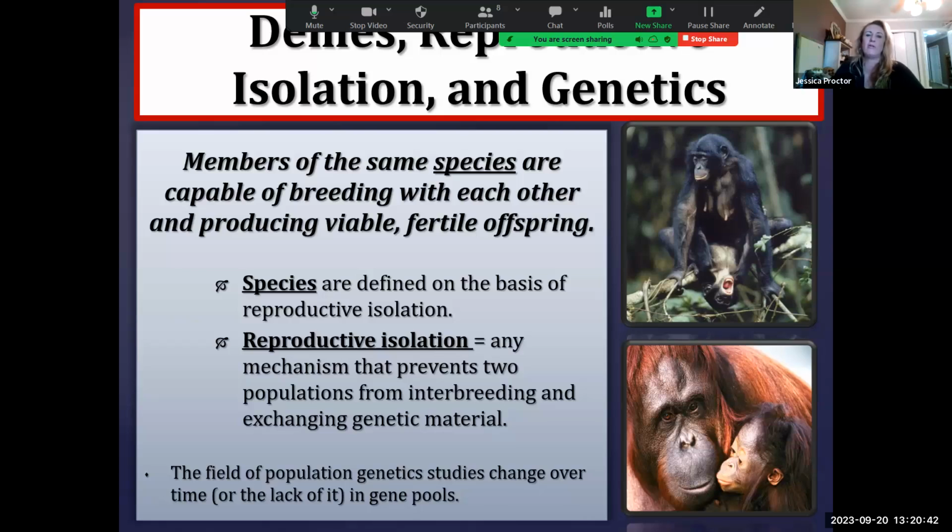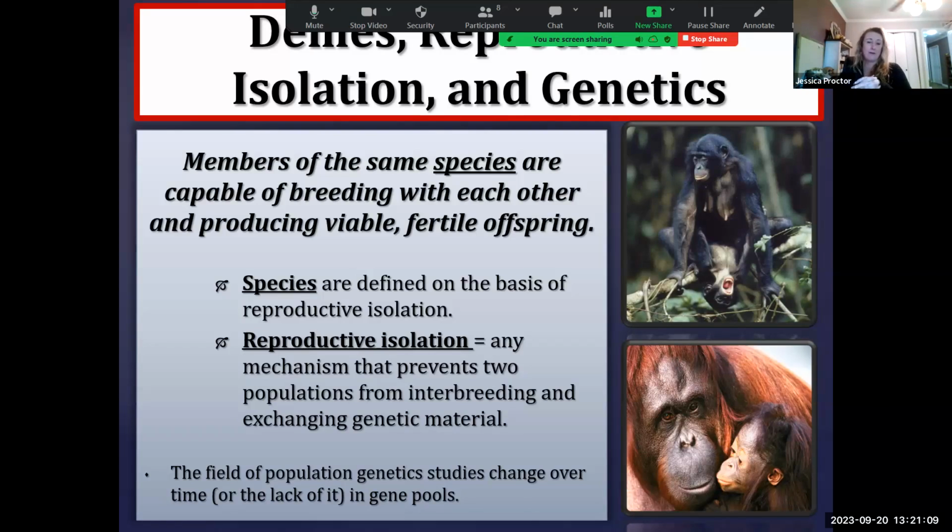Okay, so species are generally defined also on reproductive isolation. So reproductive isolation is just any mechanism that prevents two populations from interbreeding and exchanging their genetic material. So it could be something geographical, it could be a mountain range or an ocean, or any geographical formation that prevents two segments of a population from interbreeding, from engaging in gene flow.